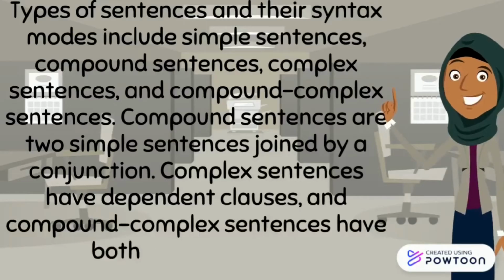Types of sentences and their syntax modes include simple sentences, compound sentences, complex sentences, and compound-complex sentences. Compound sentences are two simple sentences joined by a conjunction. Complex sentences have dependent clauses, and compound-complex sentences have both types included.